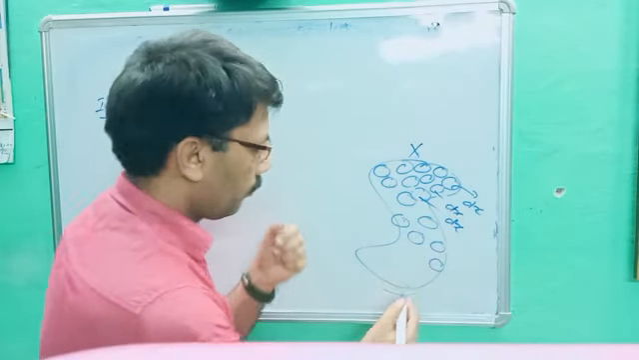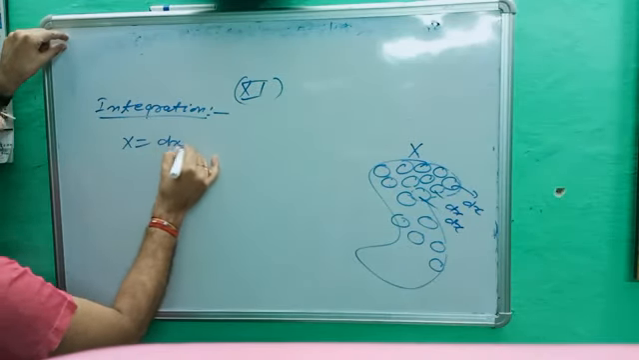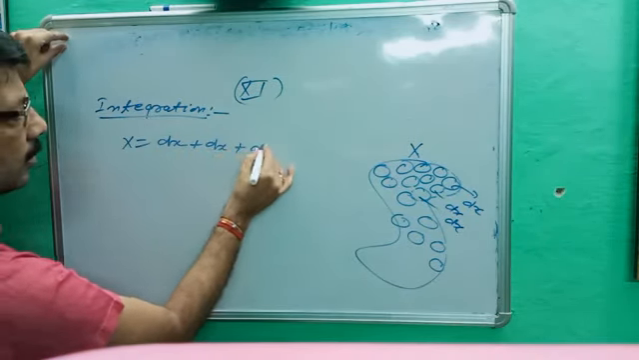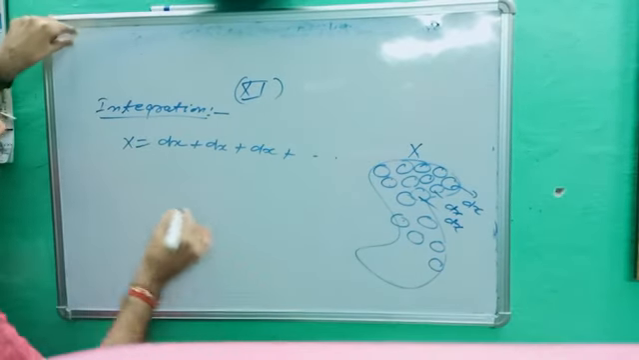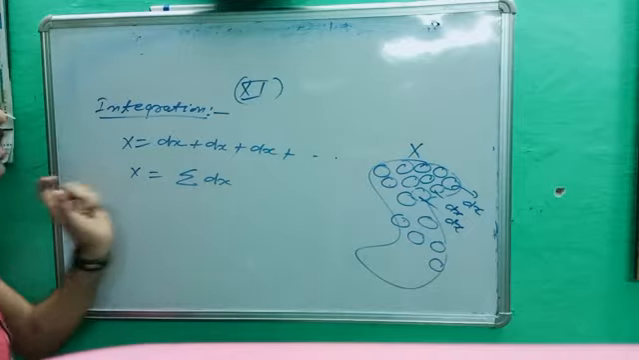Then what do you have to do? Then what is the total area? In class 10 it becomes x is equal to dx plus dx plus dx plus so on. It's okay, and it becomes x is equal to summation of dx. That was in class 10th.